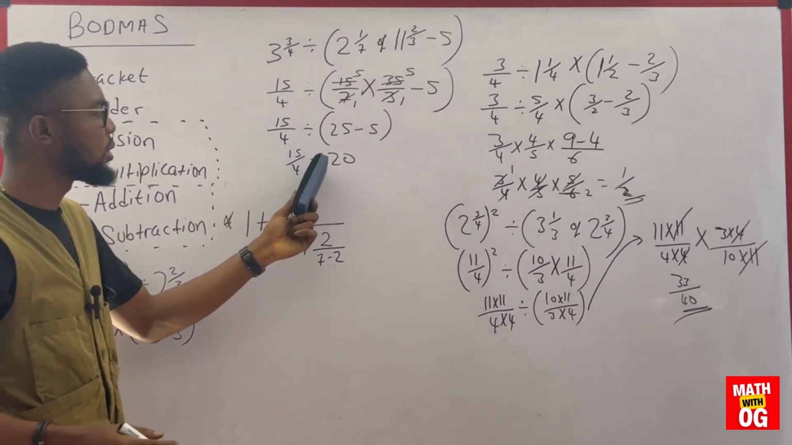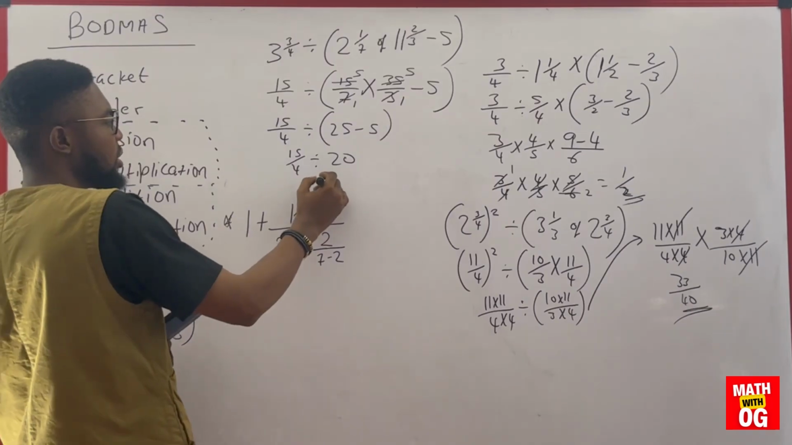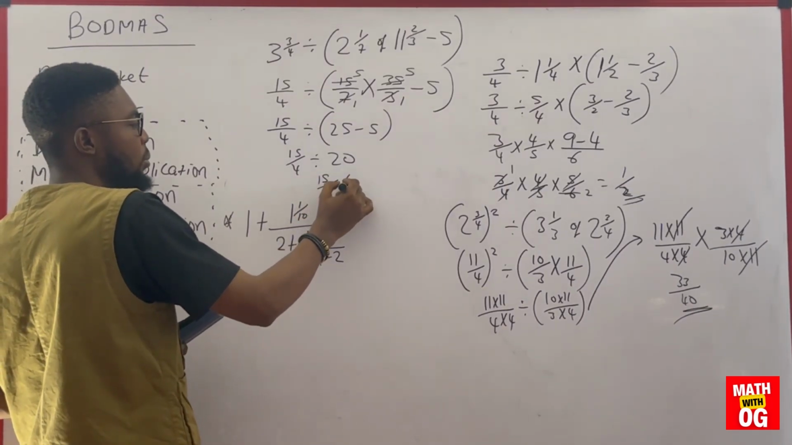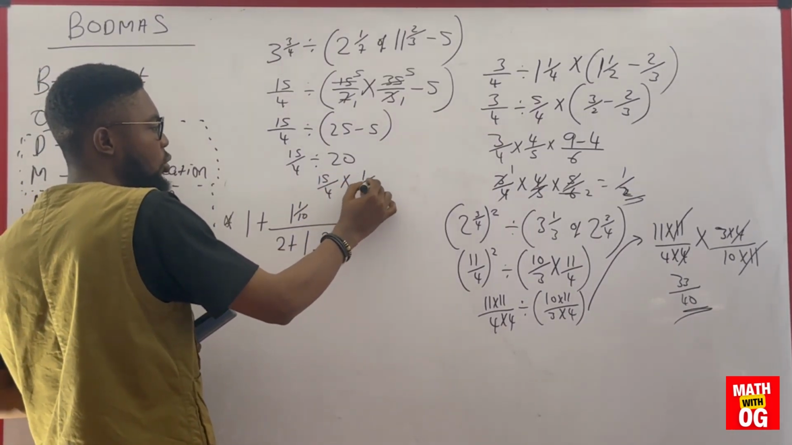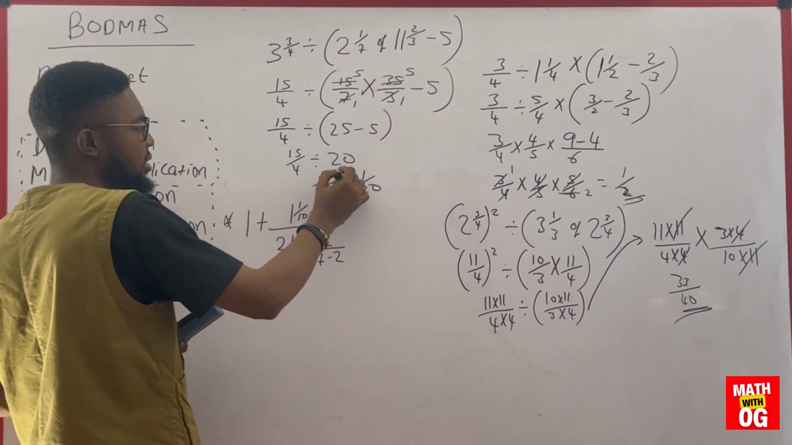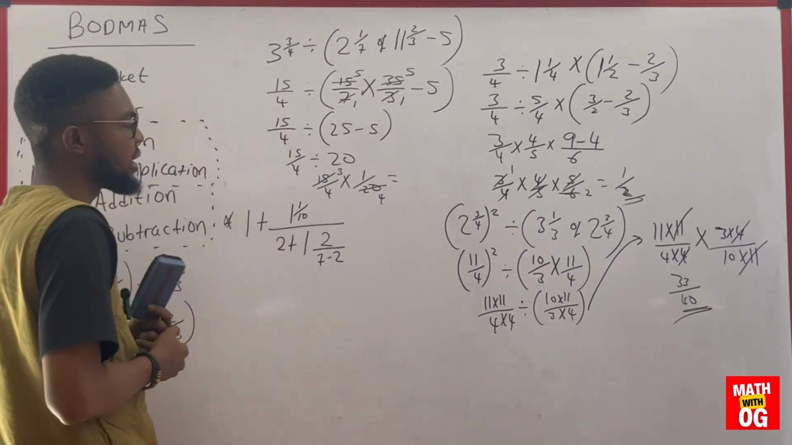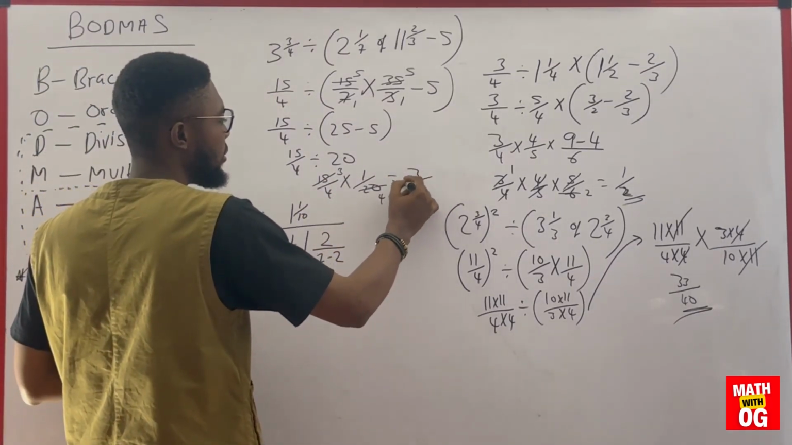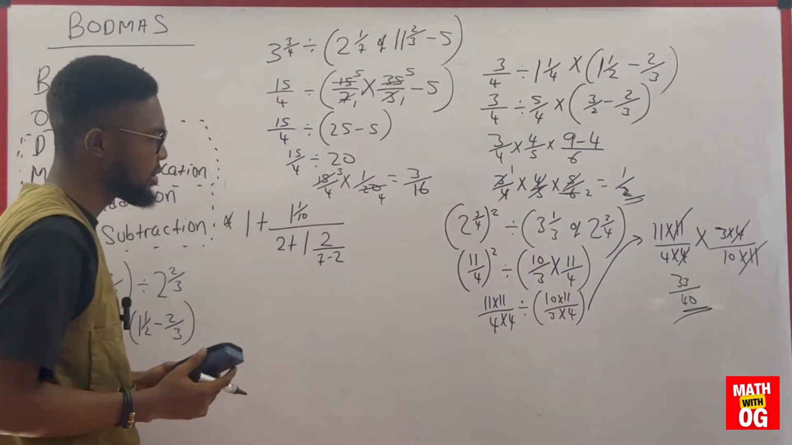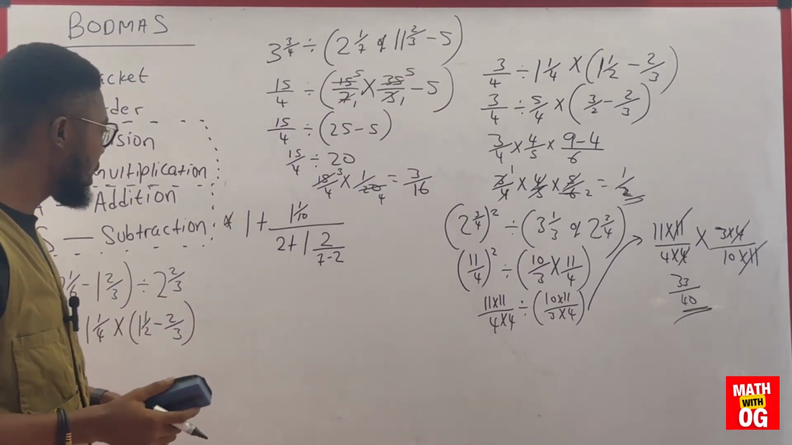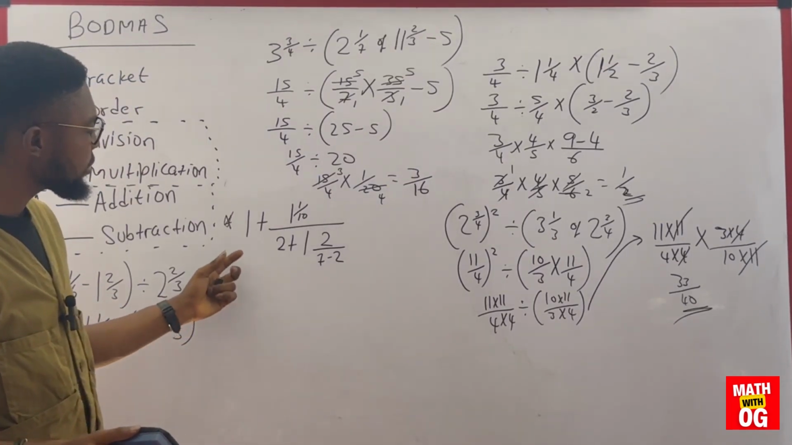So I'll change it to multiplication and invert the fraction. So that will give us 15/4 multiplying 1/20. 5 here 3, 5 here 4. So 3 times 1 will give us 3, 4 times 4 will give us 16. So we are left with one last question.